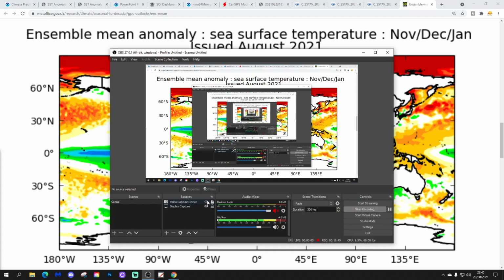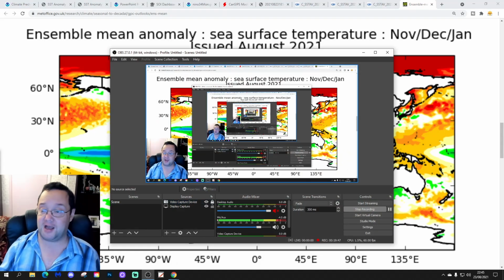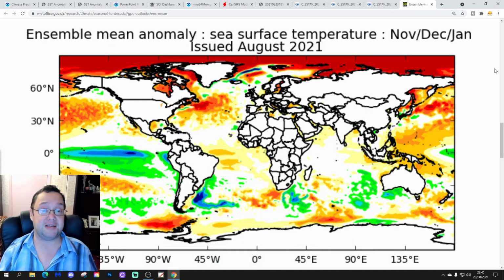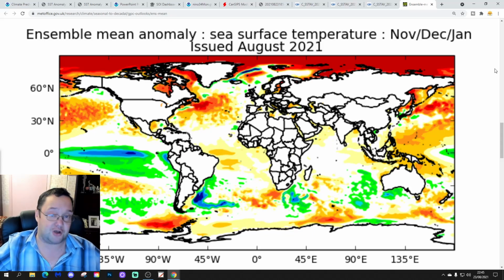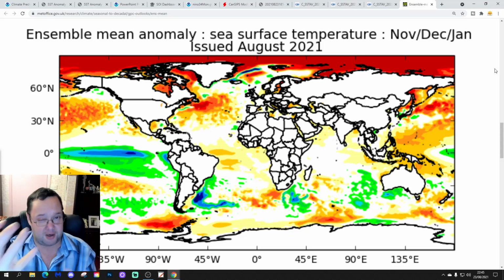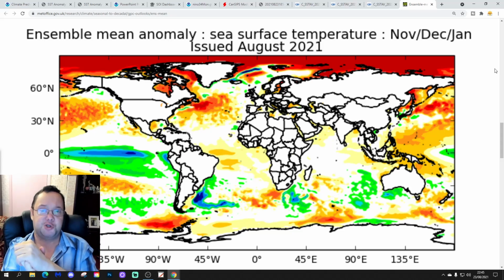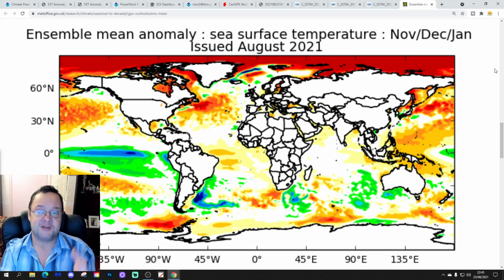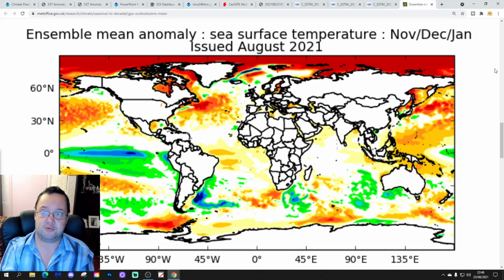Right, so that's it. That's brought you up to date with the final Enso update of 2021. Basically, it still looks like La Nina is on the way to me. There's been a little bit of a wobble during this August in terms of the Southern Oscillation Index, and warmer than average sea surface temperature anomalies in the eastern part of the Equatorial Pacific Ocean.